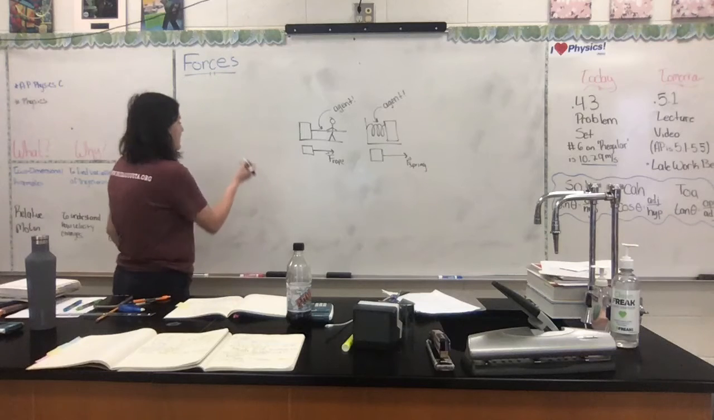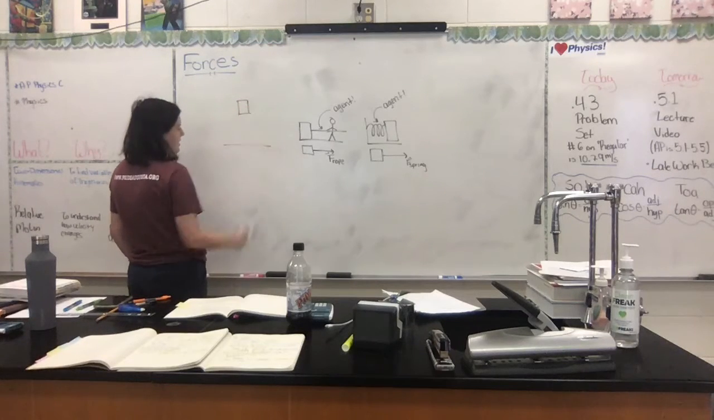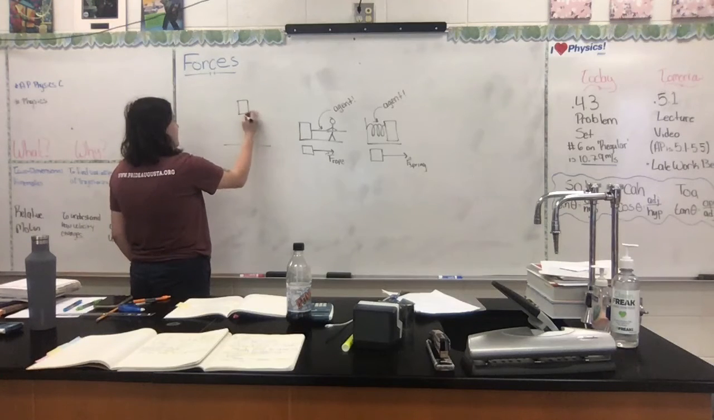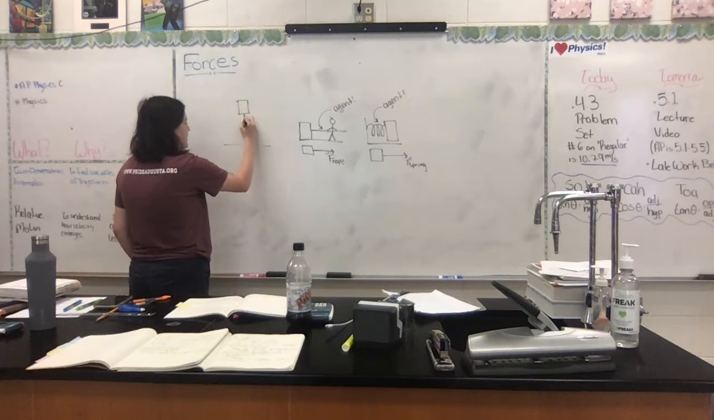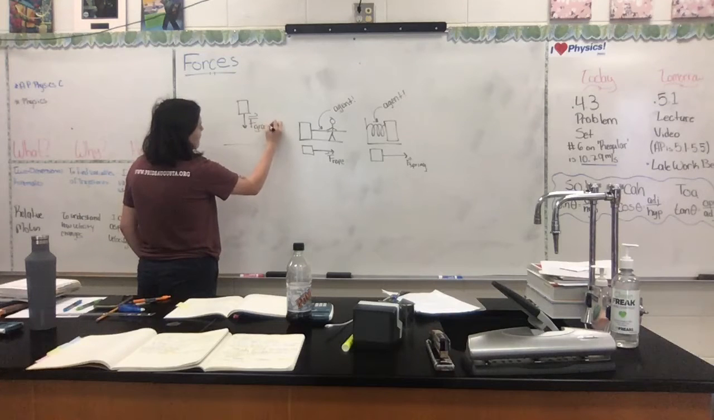Then what if we have a box that's in free fall? It's just falling down to the earth. Well, if we drew the vector on that, it would just be coming down. And that's going to be due to the force of gravity.